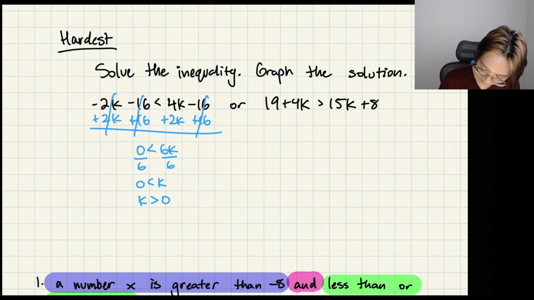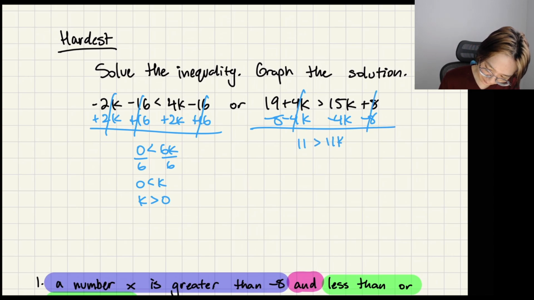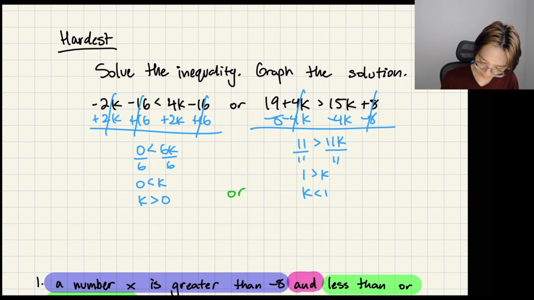Or, other side, I'm going to subtract 4k from both sides. I'm also going to subtract 8 from both sides. So that cancels out, that cancels out. 11 is greater than 11k. Divide by 11, 1 is greater than k, or k is less than 1. And this is an OR.